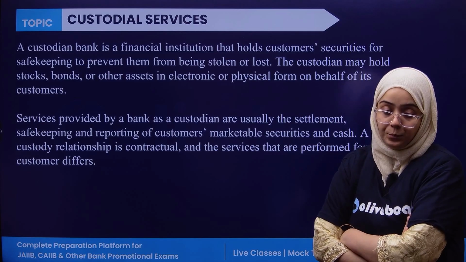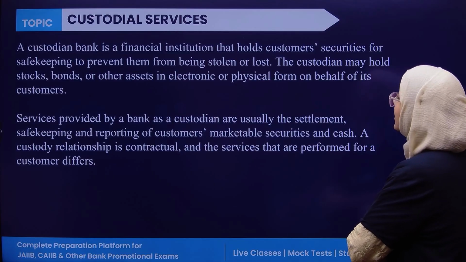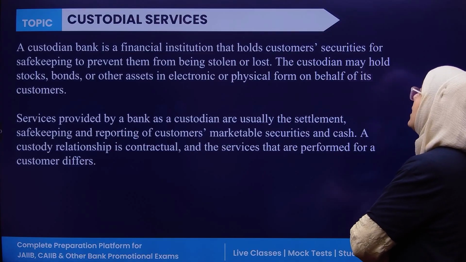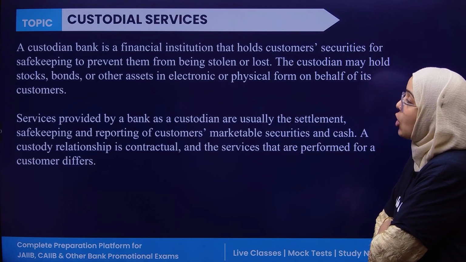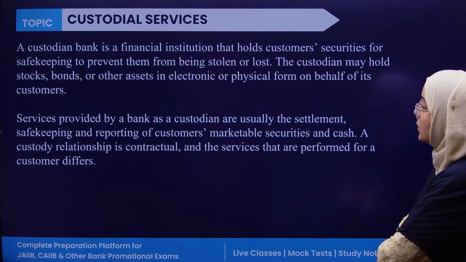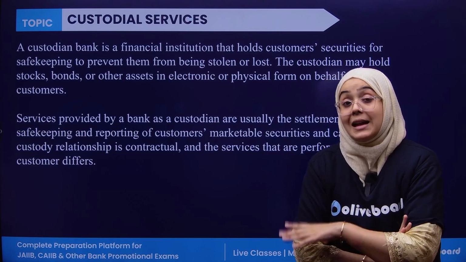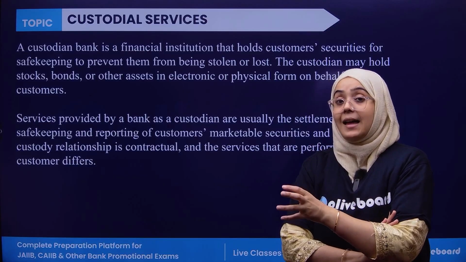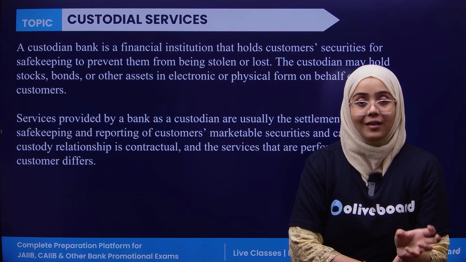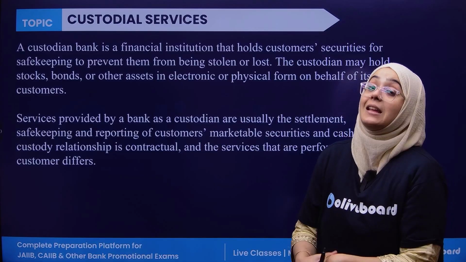Now, next, custodial services. So what is a custodian? A custodian bank is a financial institution that holds customer securities for safekeeping to prevent them from being stolen or lost. The custodian may hold stock, bonds, or other assets in electronic or physical form on behalf of the customer. So a bank can provide the service of a custodian bank also. Custody means a bank is holding an asset of the customer in their safe custody so that it can be protected from any loss or being stolen.